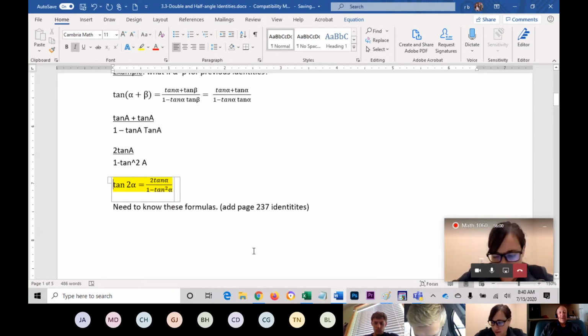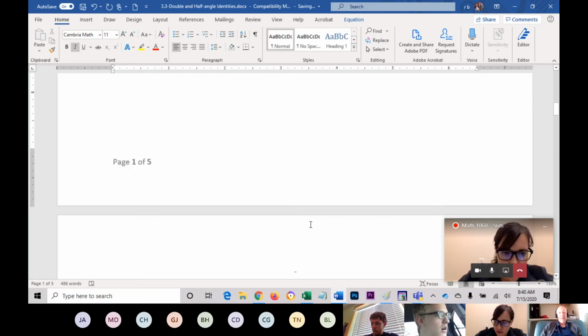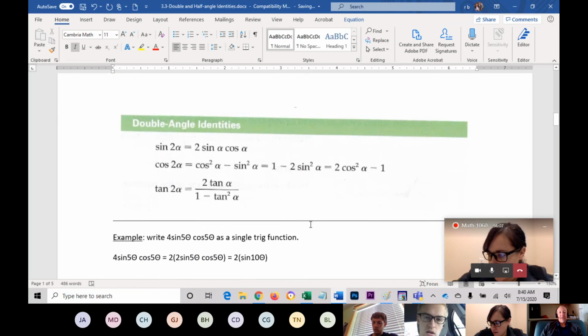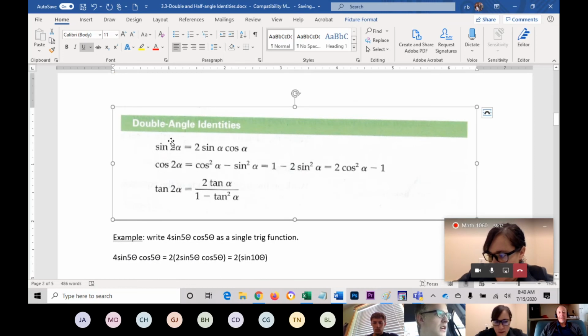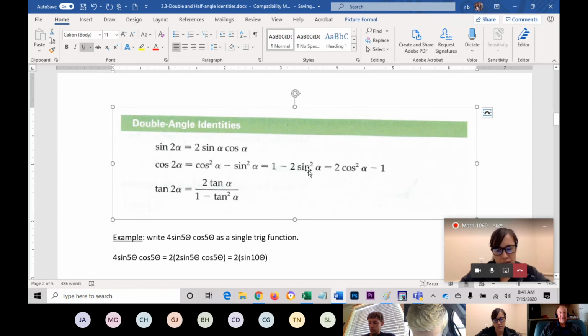So you guys have all derived these, Nicole, Texas, and Tate. Now you get to memorize them. Here you go. These are known as our double angle identities. The sine of 2 alpha equals 2 sine alpha cosine alpha. The cosine of 2 alpha equals the cosine squared of alpha minus the sine squared of alpha. It also equals 1 minus 2 sine squared of alpha, and it also equals 2 cosine squared of alpha minus 1.